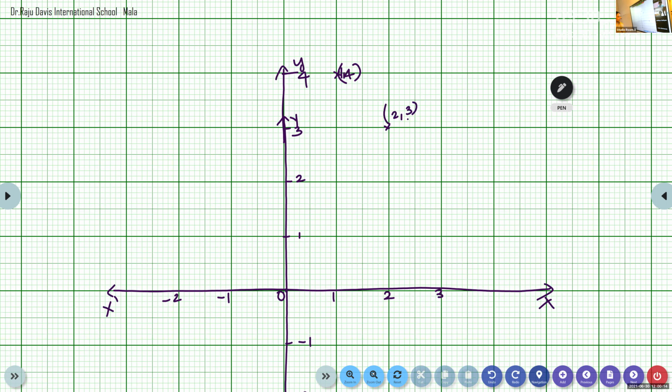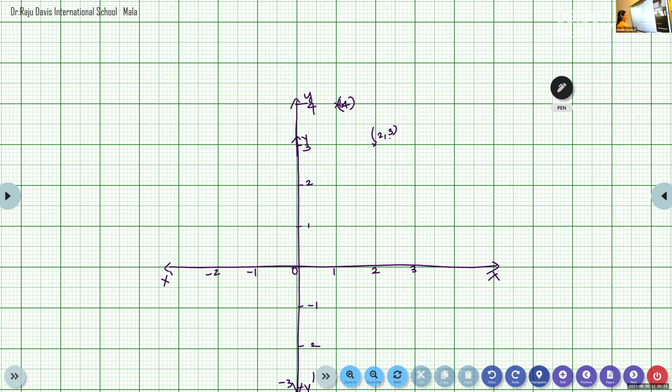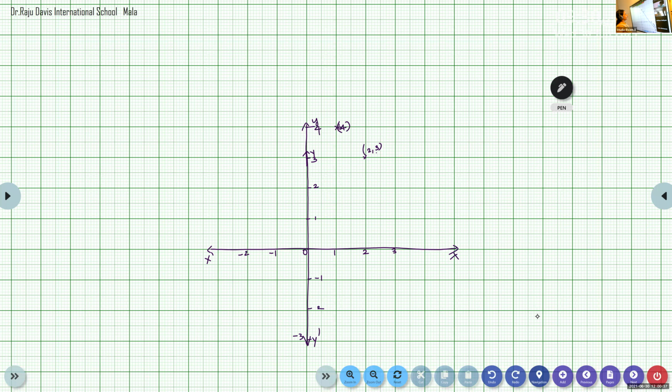Now is it okay, children? Is it clear? Is it visible? I extend it. Now join these 2 points and draw the line. Extend it. So this is the line x plus y is equal to 5. This is the graph of the line x plus y is equal to 5.